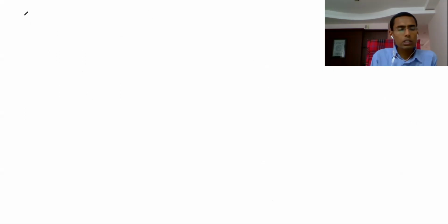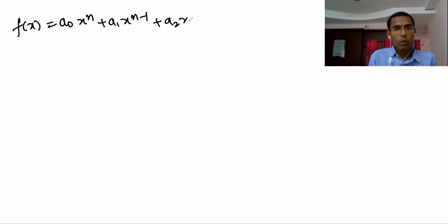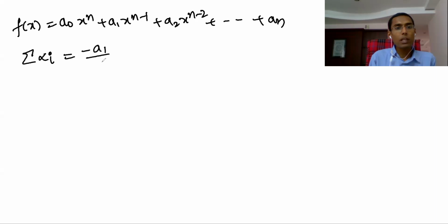And also we discussed the relation between roots and coefficients of third degree, fourth degree, and fifth degree. Now I am writing the general case. f(x) = a0 x^n + a1 x^(n-1) + a2 x^(n-2) + and so on up to an. So here the sum of the roots, summation alpha, that means alpha 1 + alpha 2 + alpha 3, the sum of n roots, is -a1 / a0.